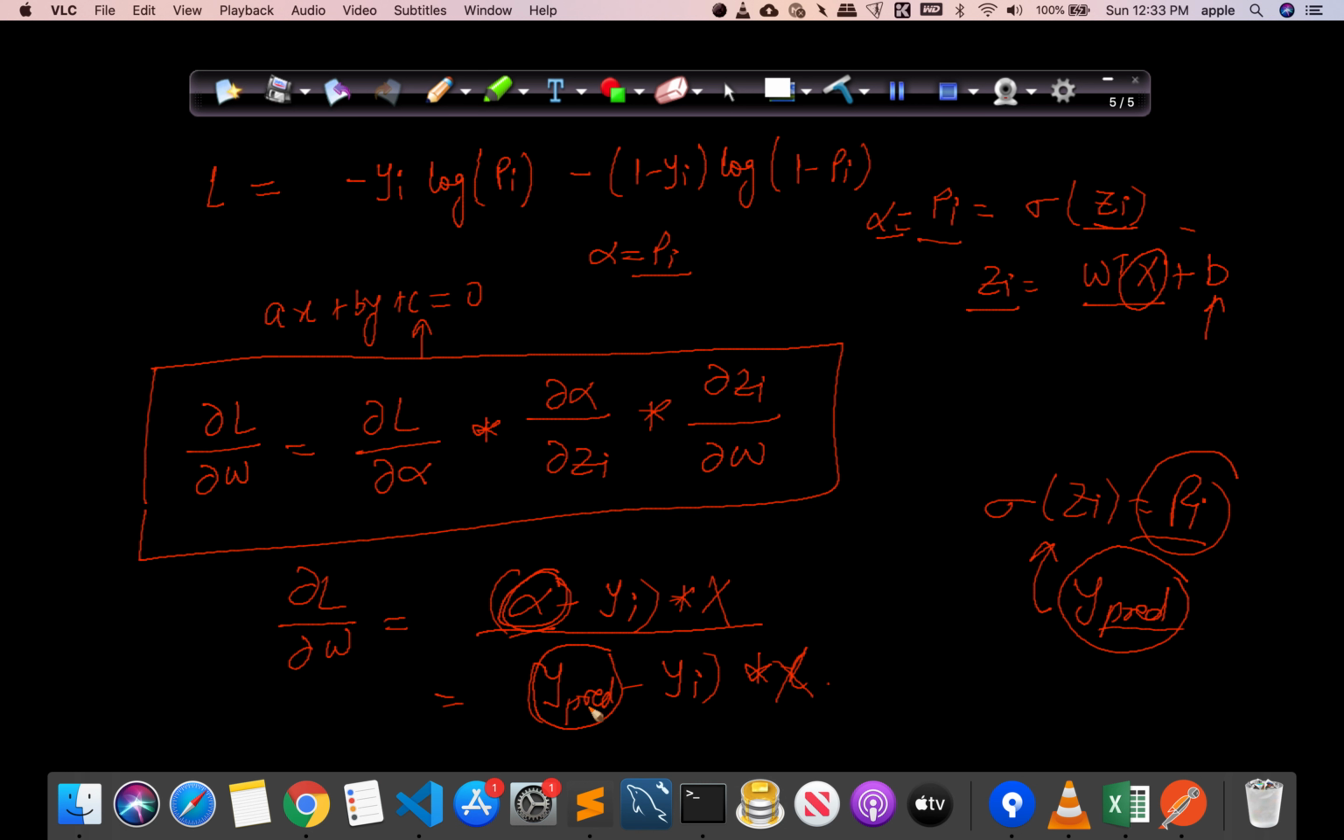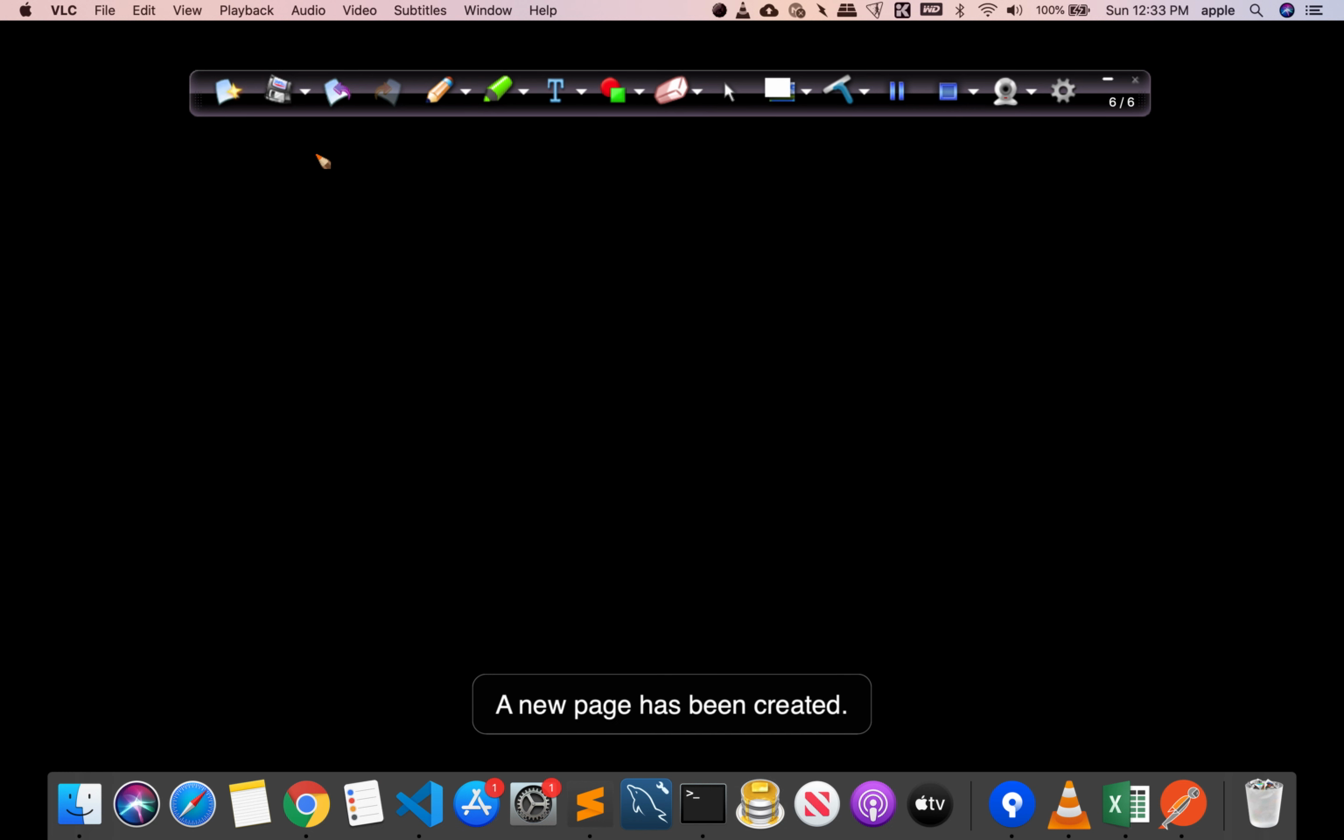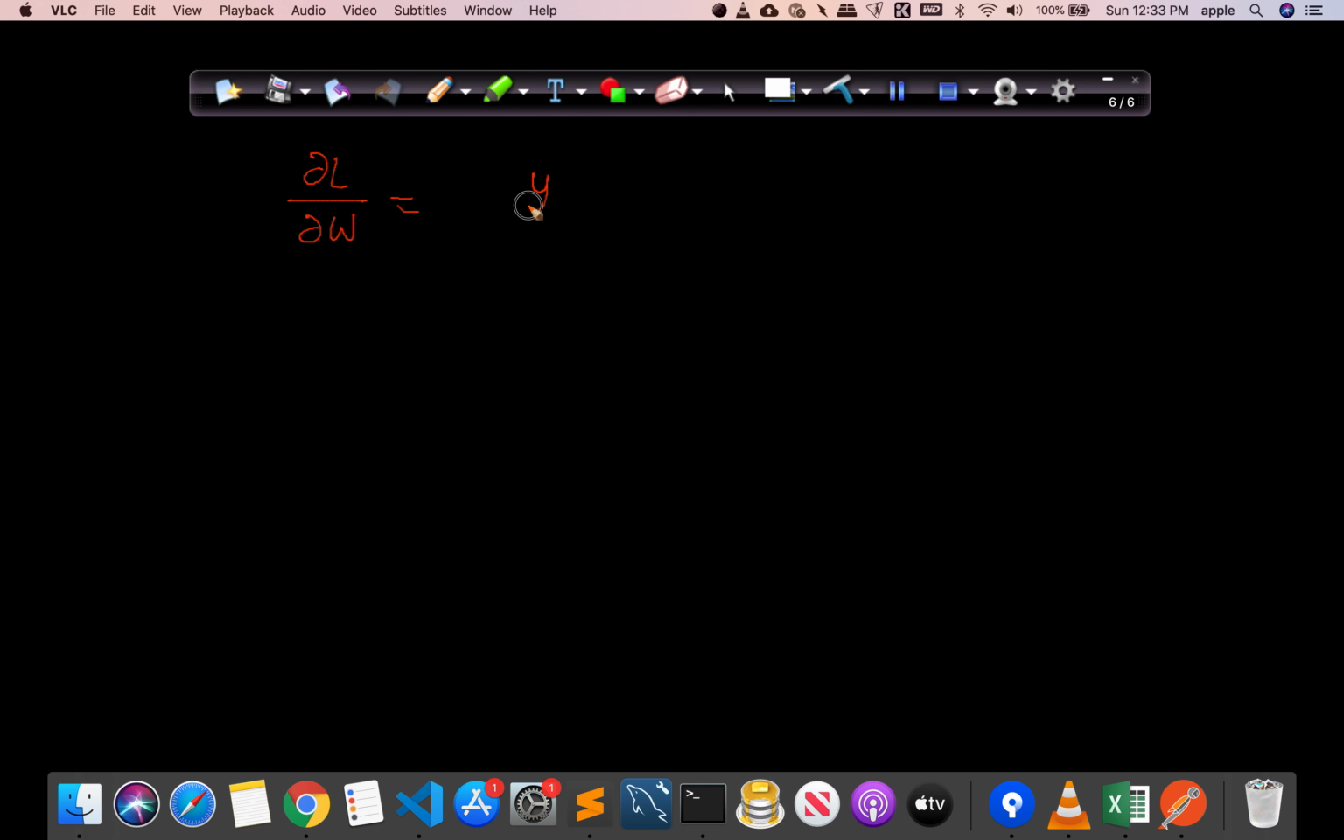There is nothing that we are changing, neither the value nor the notation. So now we know that the gradient of the loss with respect to w can be calculated using this particular formula. Let me write it again. This is the gradient ∂L/∂w. It will be written as y predict minus the actual y that we have, multiplied with the value of x. So this is the gradient of w. This is the equation by which we will update our w.